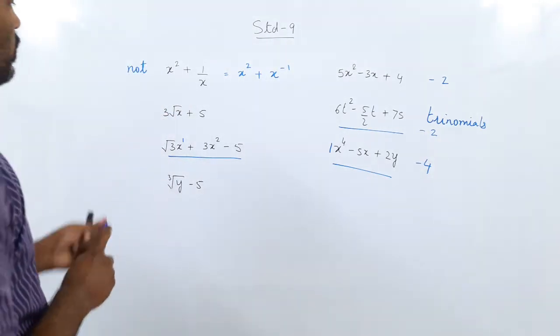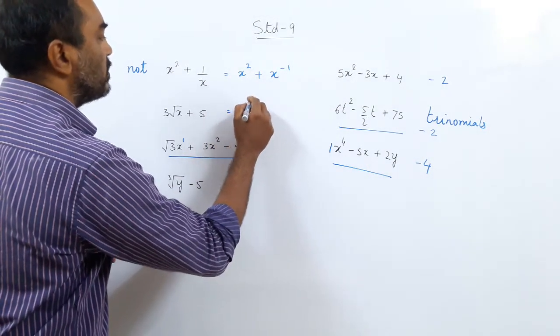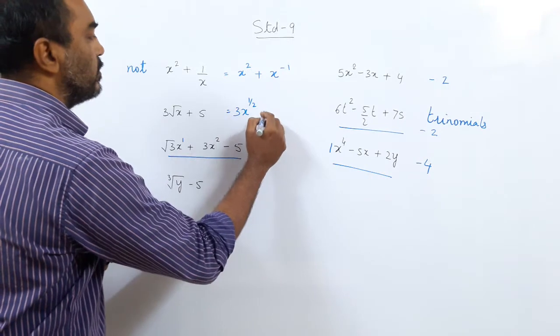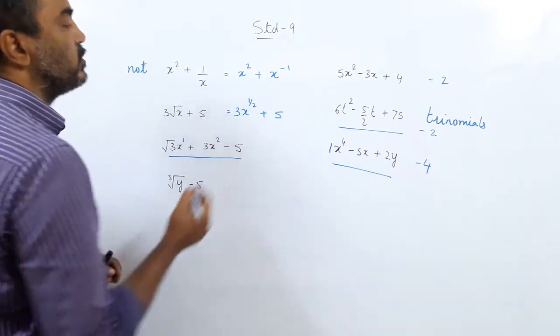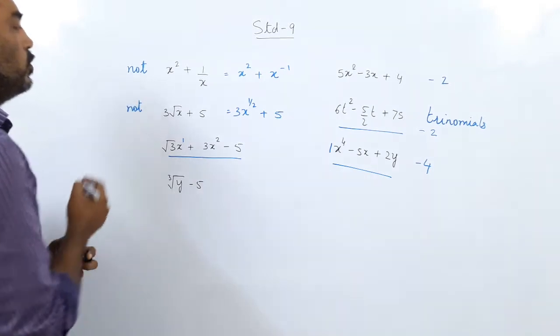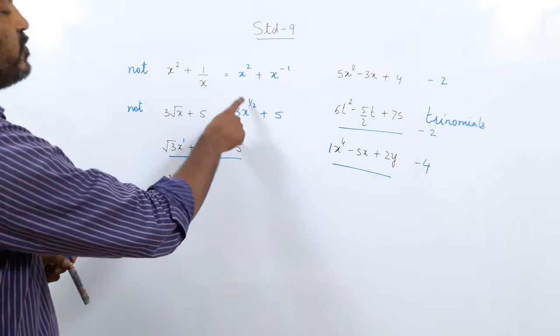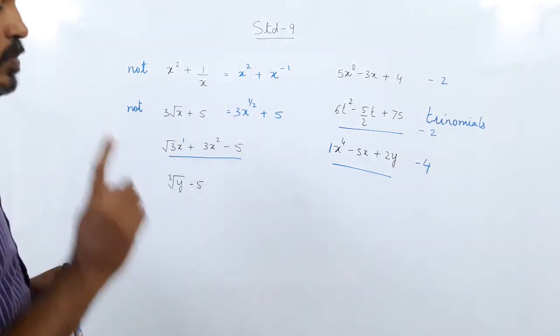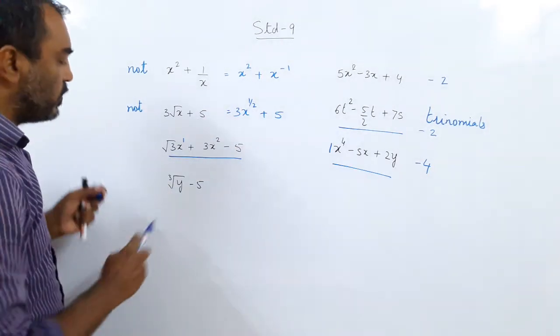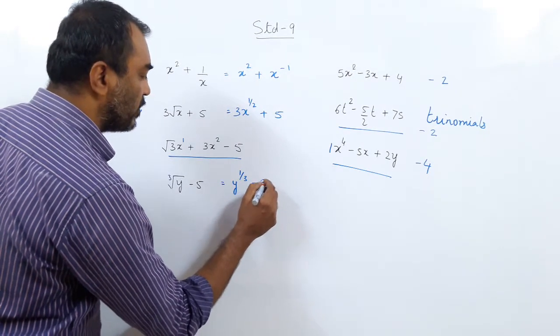Here, how do we write this as? 3 root x is written as x raised to half, means root of x. So again this power is not a positive integer, so no. It is not a positive integer, it is a fraction, a rational number. So remember, what is a polynomial? This can be written as y raised to 1 by 3 minus 5.